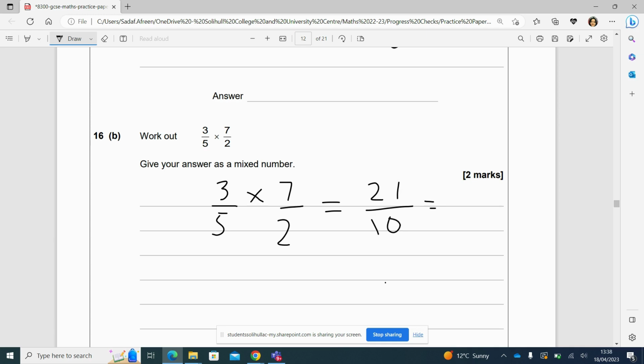Okay, now it is an improper fraction. So to change an improper fraction into a mixed number fraction, we divide the top number by the bottom number. So that gives you 2 remainder 1 over 10. The final answer.